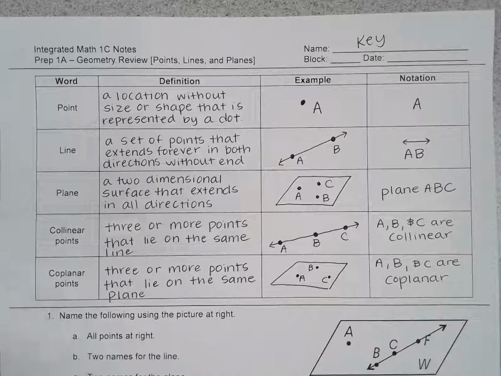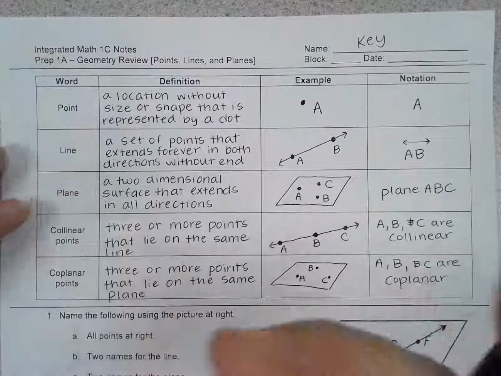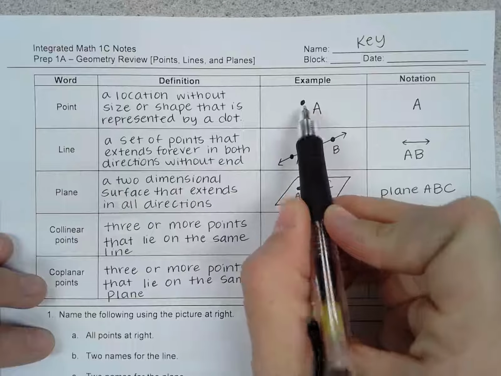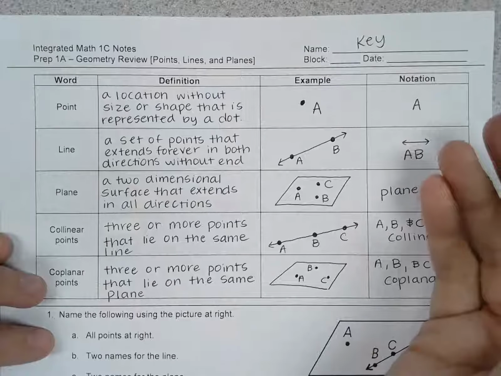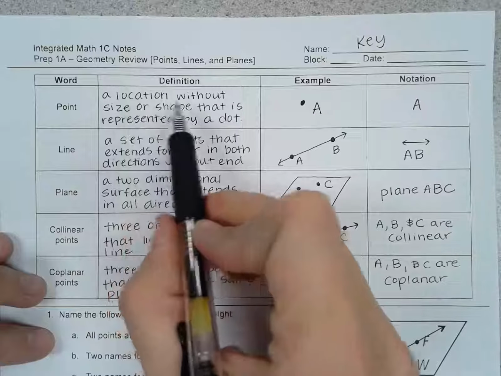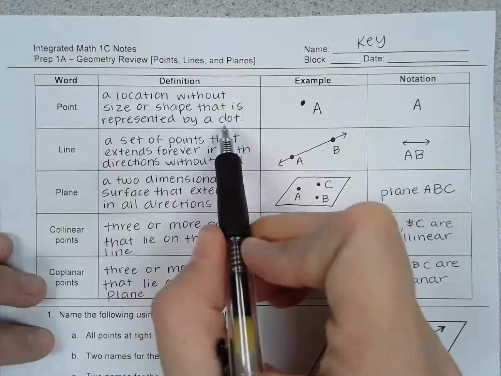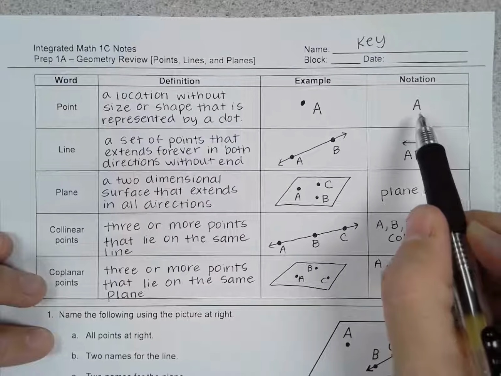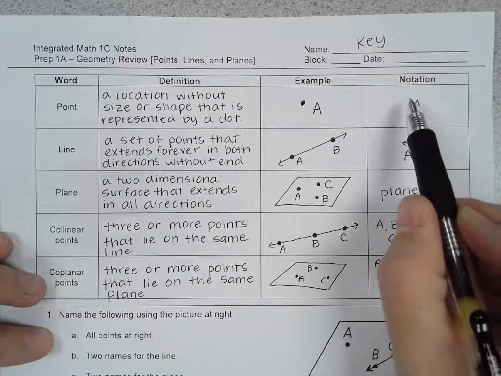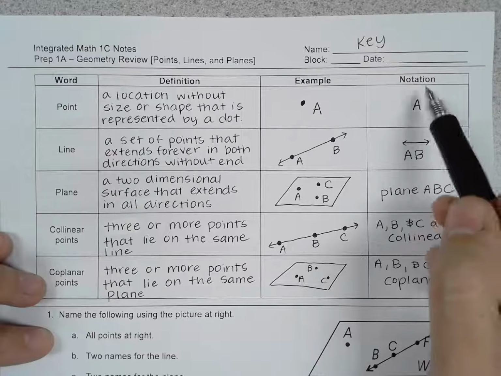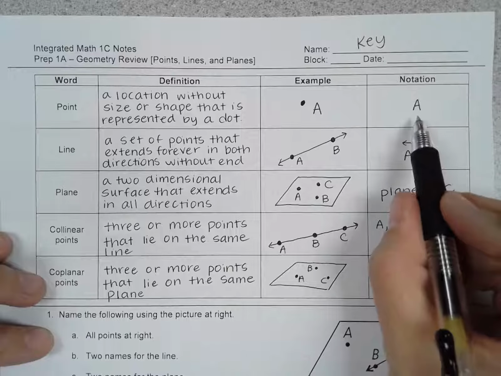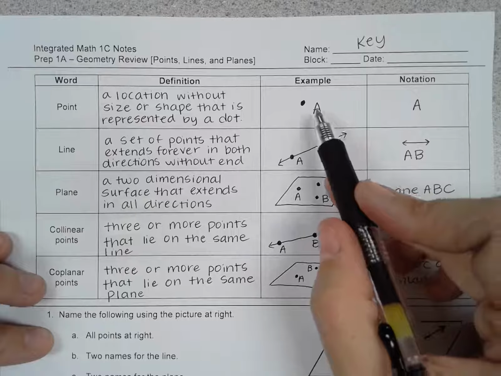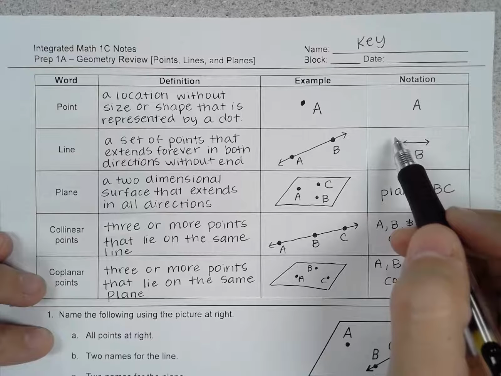So in geometry, a point is defined as being a location. We draw a point by drawing a little dot like this, like when you think about graphing something on a coordinate plane. But a point is a location without size or shape that's represented by a dot. In geometry, whenever you name a point, you name it just with a single capital letter. There's no dot that goes next to it when you're using the notation to say that it's a point. So anytime you see a single capital letter, you know that that refers to a point. So point A is how I would say this out loud.